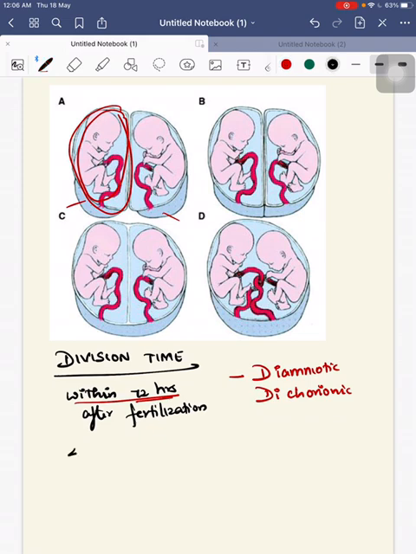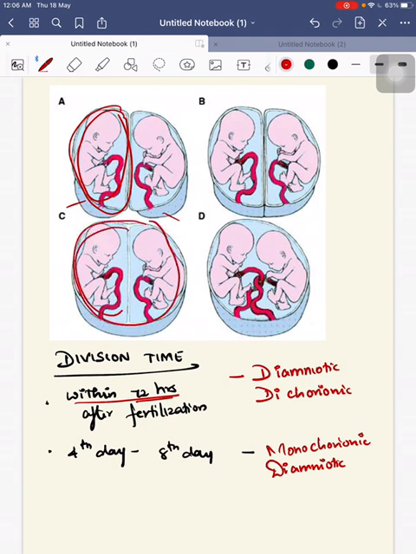If the division happens from the 4th day to the 8th day, they will be monochorionic and diamniotic. So that is in picture C. They will have one chorion and two amnion. These are amnion. So these are monochorionic and diamniotic.